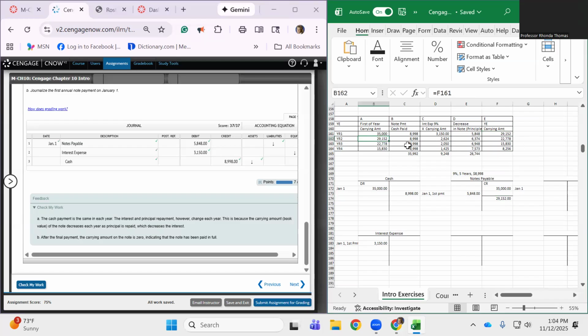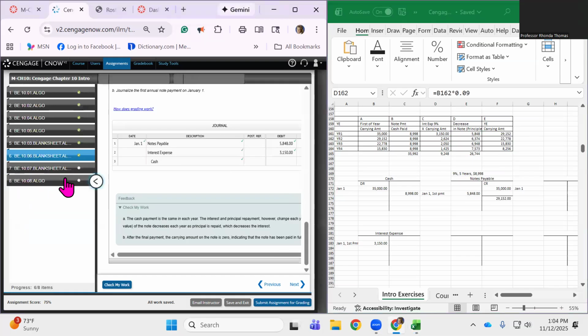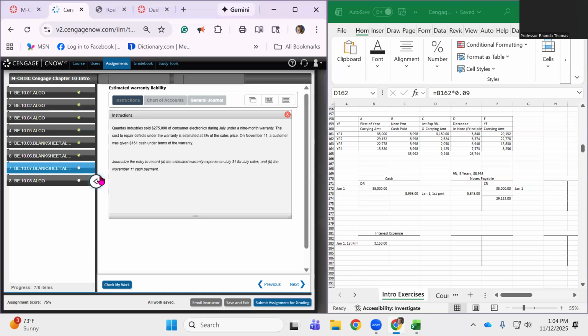And that's what matches. The next year, that's the amount you use to find your interest. So you're not going to be paying interest of 9% on 35,000 for 4 years. You're only going to pay interest on the remaining principal balance, the carrying amount. That gets kind of complicated sometimes. Okay, 2 more, and then maybe we're done.